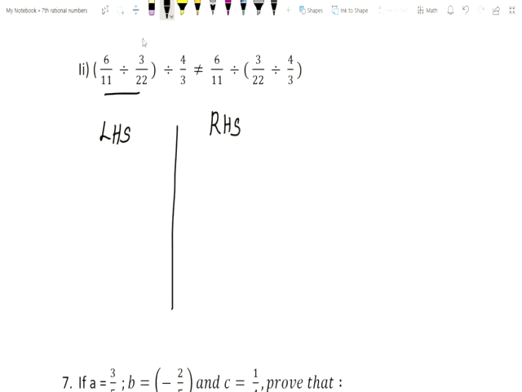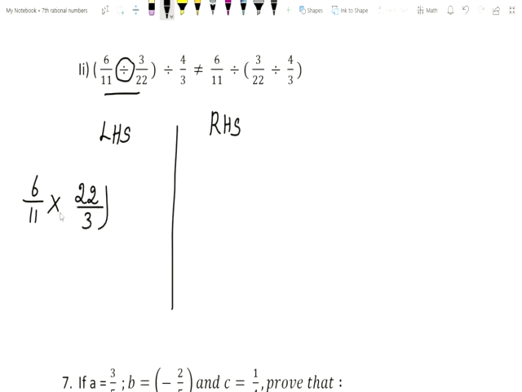So here division is there. While dividing the number, instead of dividing, I am going to multiply. If I want to multiply, what do we have to do children? We have to take the reciprocal of the second term. Here the reciprocal of 3 by 22 is 22 by 3. You multiply 6 by 11 into 22 by 3, because I am changing the division to multiplication. Once I change the symbol, I have to take the reciprocal.